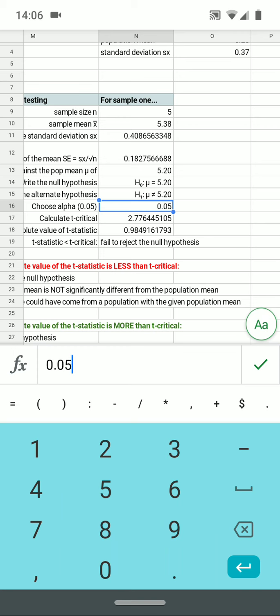The alpha we choose is going to be 0.05. Alpha is 1 minus our confidence level. It is our risk of a type 1 error.